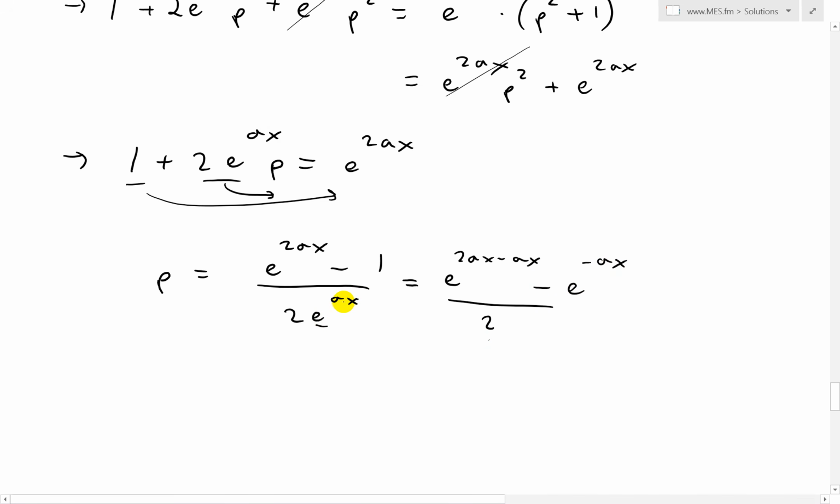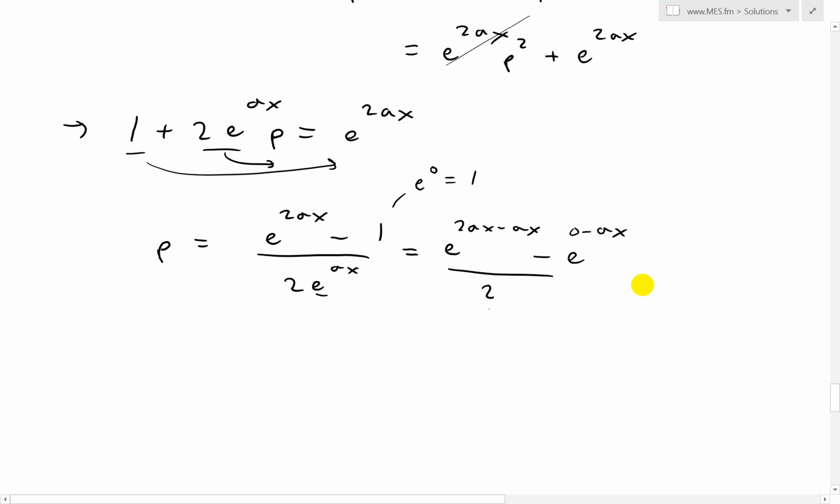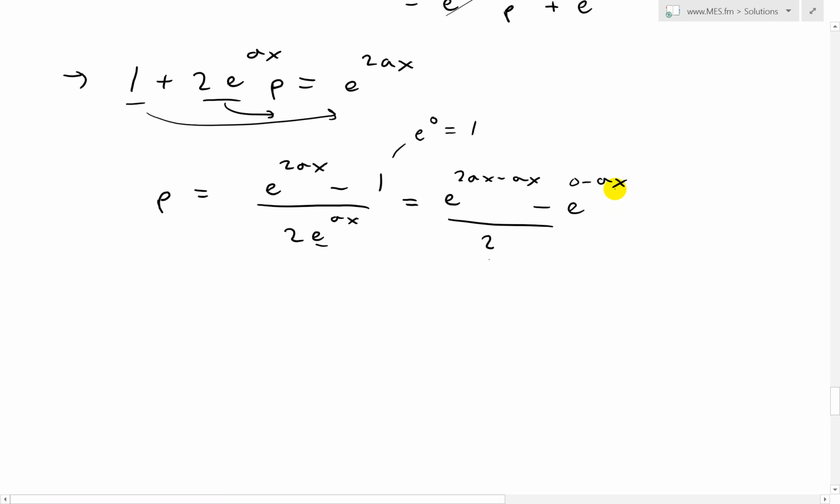Or you can view it as e to the 0, and e to the 0 equals 1, so this is 0 minus 1. Same thing. e^(-ax) is the result anyway. So then what we get there is p equals 2, this is just going to cancel, and we're left with ax. So we have 2ax minus ax is ax. So we have e^(ax) minus e^(-ax) over 2, like that.